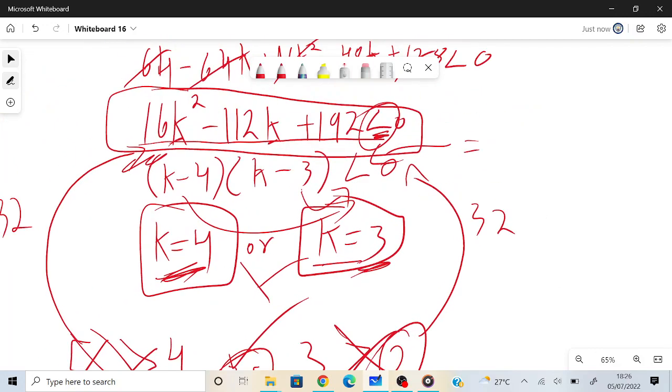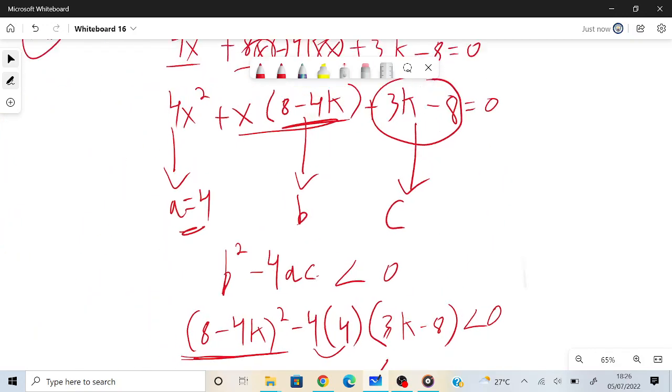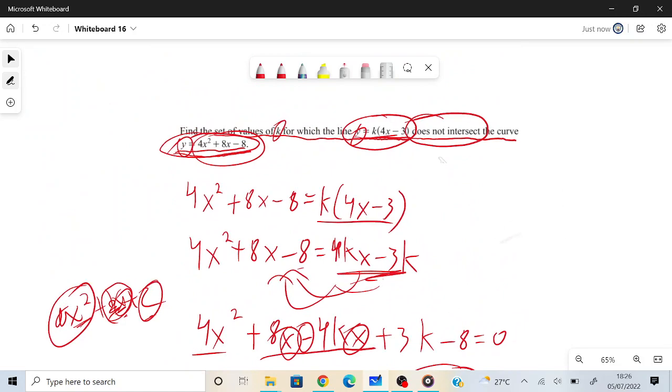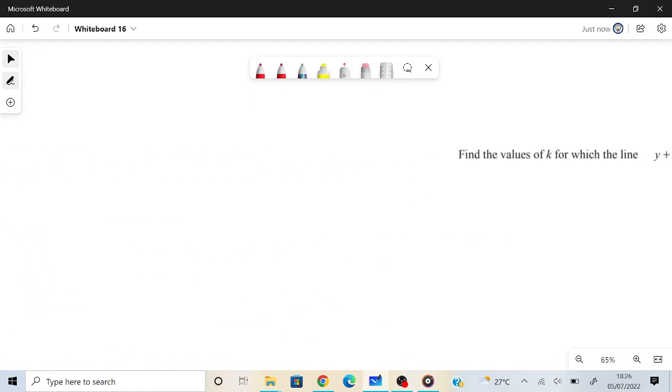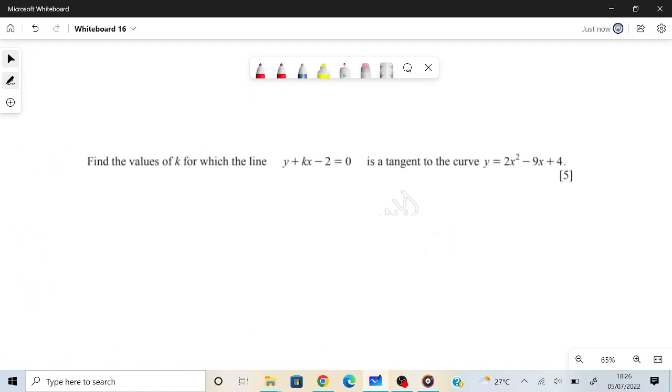So that's basically the final answer for that question. And as you can see, this is a long process, so please make sure that your algebra and your workings are always correct and shown. On to the next example.